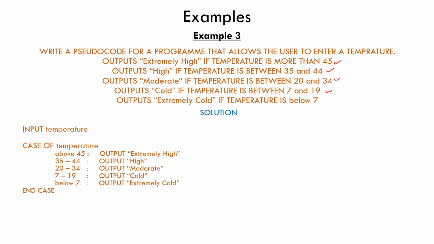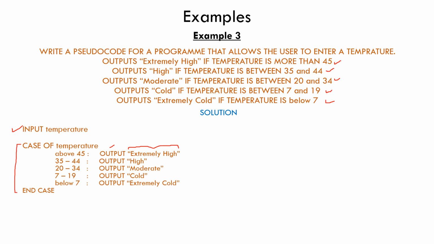Obviously, it is going to be feeling a little bit cold if the temperature is between 7 and 19. And if the temperature entered is even below 7, you are going to display a message, extremely cold, on your screen. So again, to display the message, we use the word output. If we are showing a message, the message should be in double quotes. So this is what the practice would be. Again, you will enter temperature using the input temperature command, and after that you will use this case block.